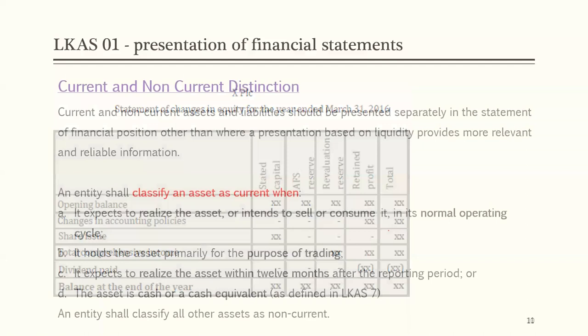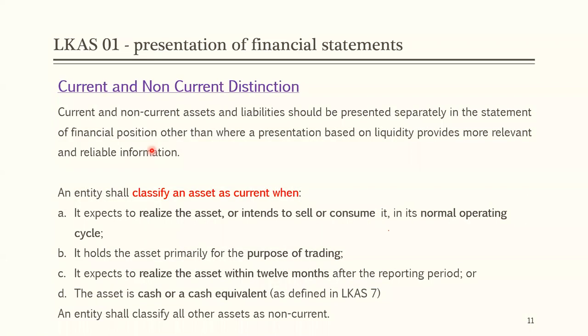And on this one, the current and non-current distinction, right? Current and non-current assets and liabilities should be presented separately in the statement of financial position. That is LKAS 1, which says to present current and non-current assets and liabilities separately, other than where a presentation based on liquidity provides more relevant and reliable information.